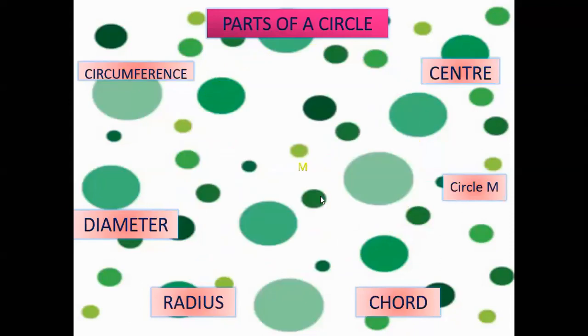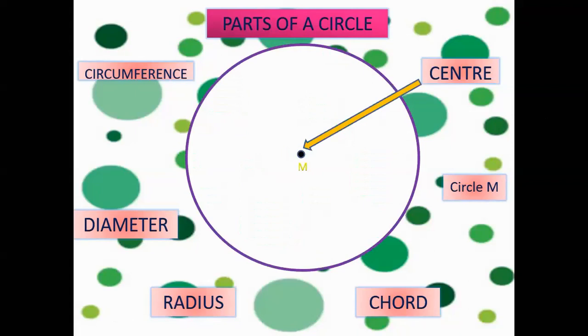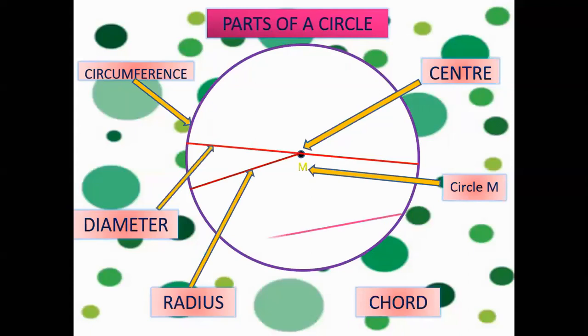Okay, so it's time to reveal our answers. So the center is pointing to the dot, Circle M. So the circumference, the radius, the diameter, and the chord.